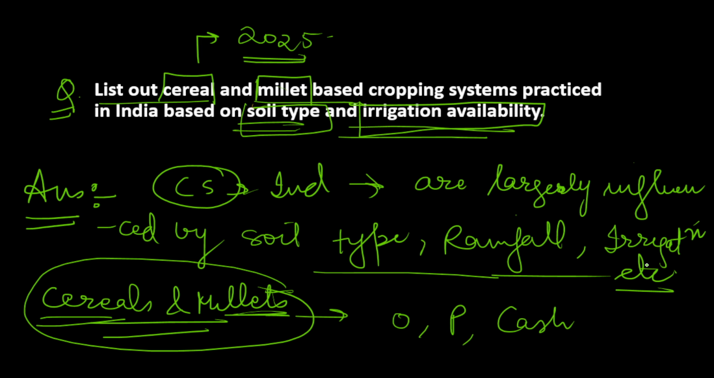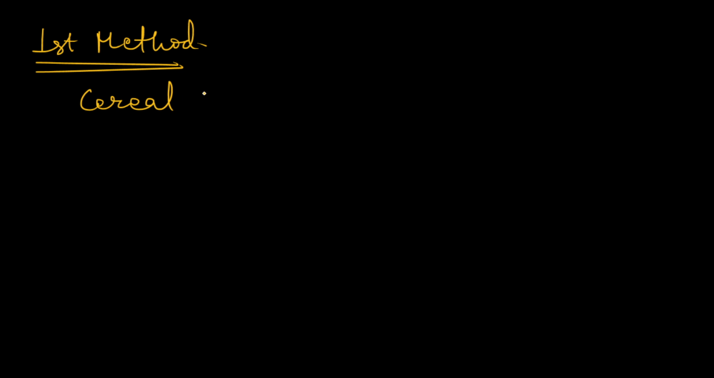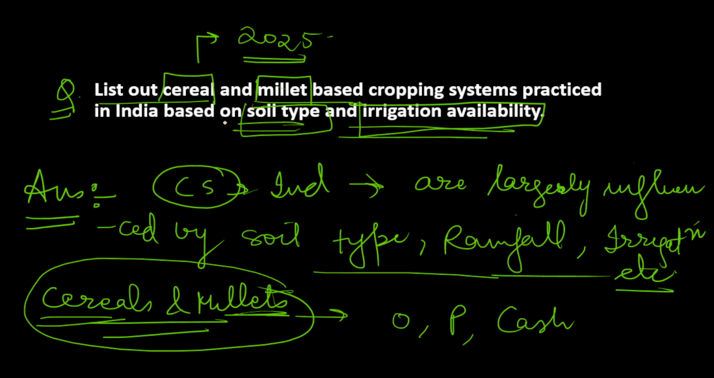Now there are two ways to approach this answer. So first I will be giving an idea of how to approach the structure, then I will be giving you some examples of cropping systems which you can add in these structures. So the first way to answer this question, first method, is to list cereal based cropping systems: give the heading cereal based cropping system, and now write the cropping systems on the basis of soil type and irrigation availability.